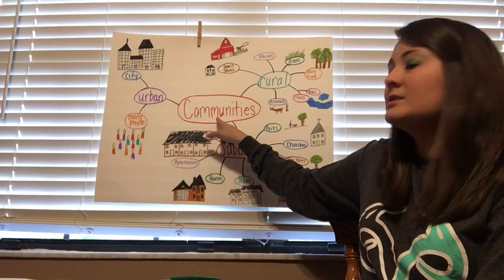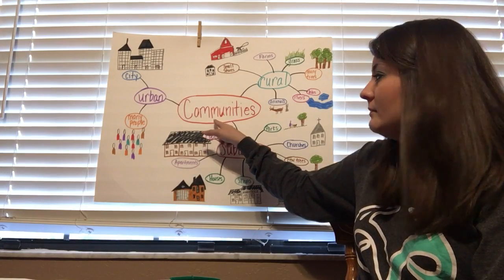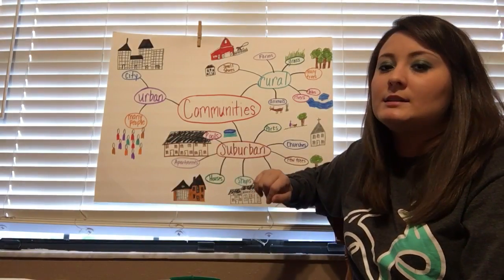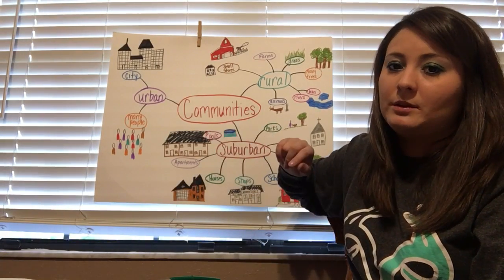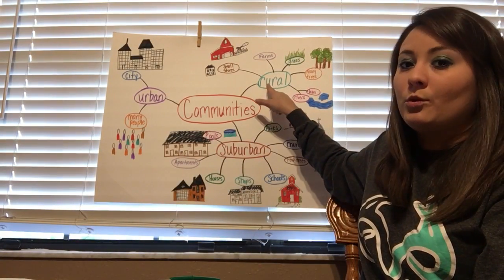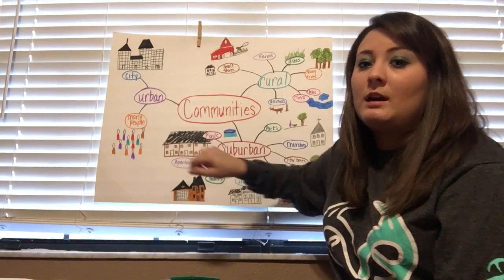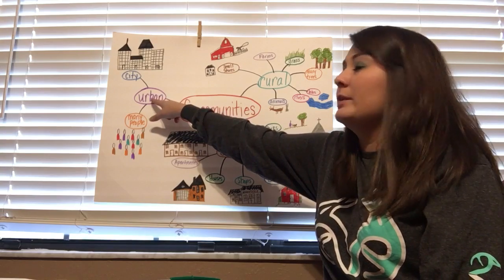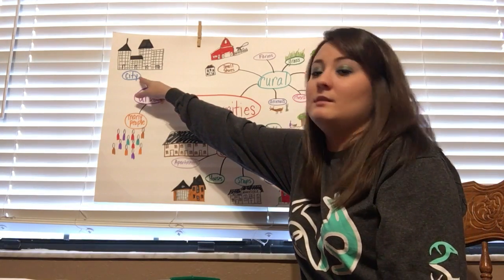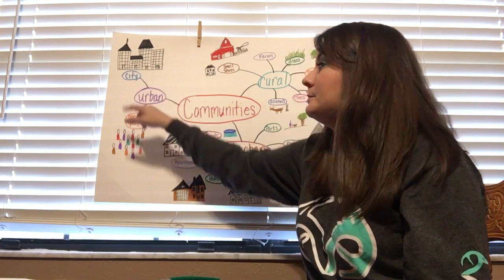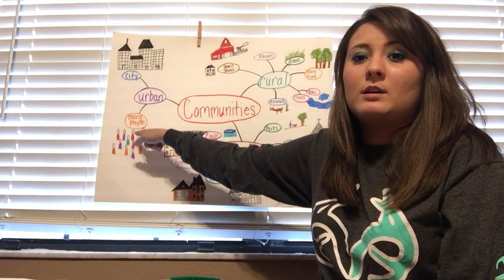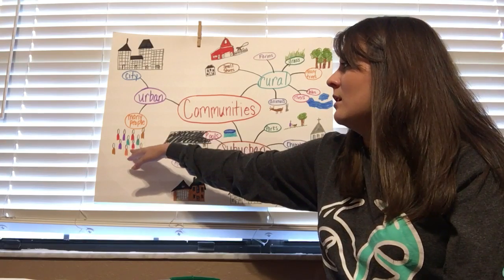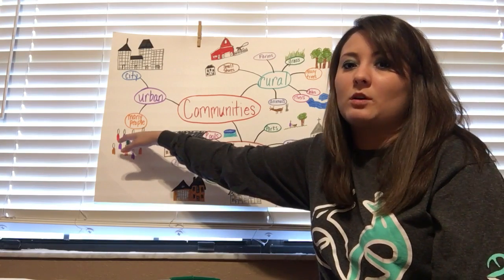So here I started with communities, and I chose 3 subtopics that went with that. And of course it's a different type of communities. So I chose rural, urban, and suburban. For the subtopics that went with urban, I said that it's basically a city, and it has many people, and of course I drew some little people so kids can relate when they look at those words.